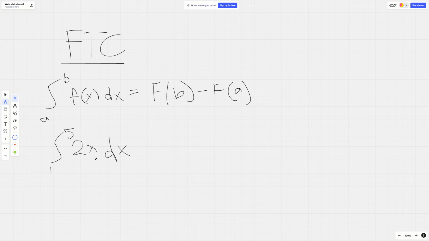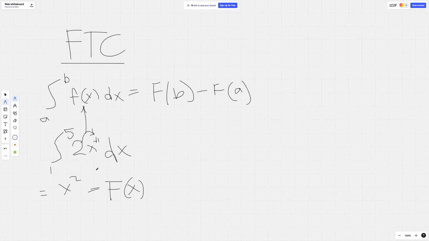Okay, so let's first find out what the antiderivative of 2x really is. In this case, 2x is our f of x function. So the antiderivative of 2x using the reverse power rule, the anti-power rule, if you will, is, sorry, not 2x, but rather x squared. That's our big F of x function.